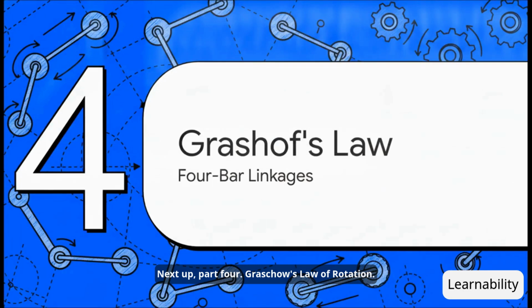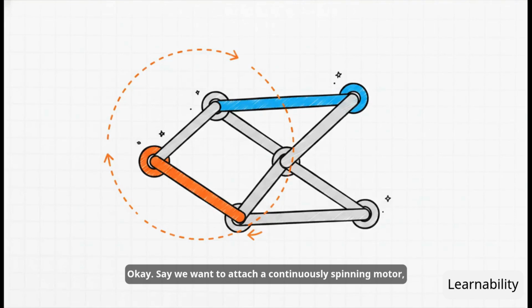Next up, part 4, Grashoff's law of rotation. Okay, say we want to attach a continuously spinning motor to one of those common flat linkages. Motors turn in a full 360-degree circle, right? They don't just stop and reverse mid-cycle. This is where Grashoff's law comes into play. It dictates whether at least one link in a 4-bar mechanism can do a full spin without jamming everything up.